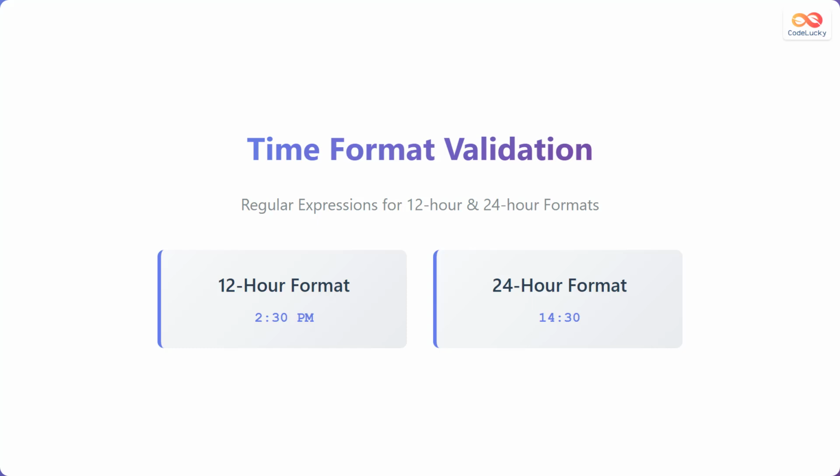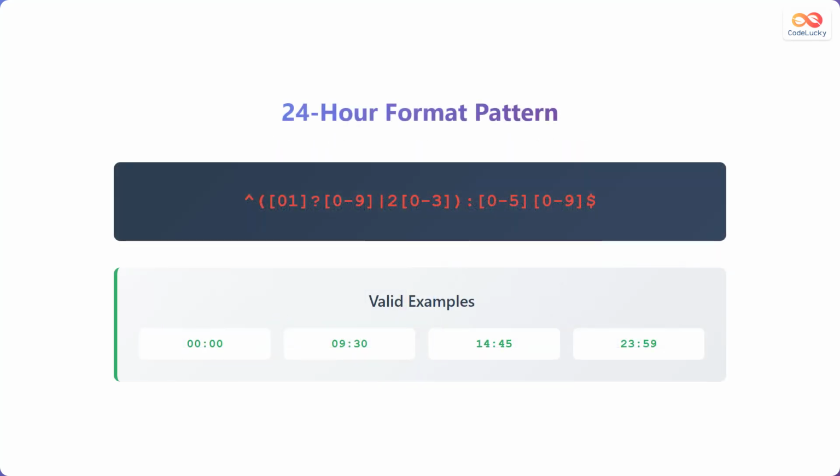Here, we're presenting two common time formats: the 12-hour format and the 24-hour format. An example of a valid 12-hour format time is 2:30 p.m. A valid example for 24-hour format is 14:30. Let's begin with the 24-hour format.